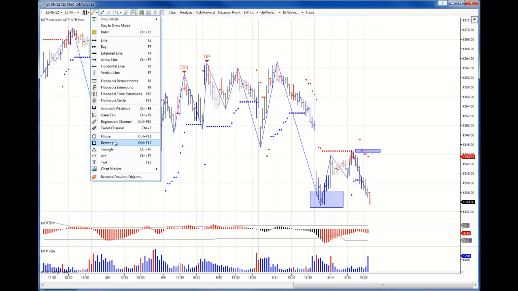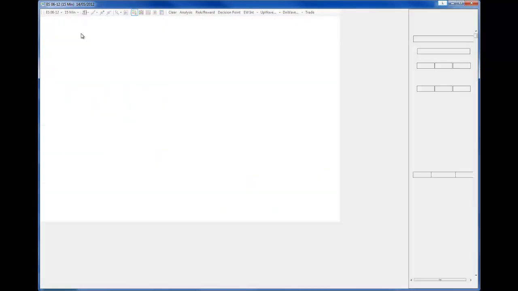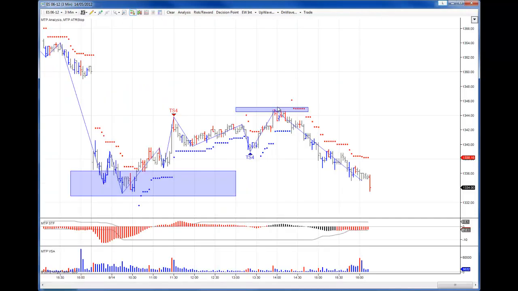Let's just put a rectangle around that so we can see that on the 3-minute chart. There it is. We go back to the 3-minute chart. Now can you see how this area here was actually 15-minute resistance, therefore you would anticipate that this would be a high and then the market would then decline down.